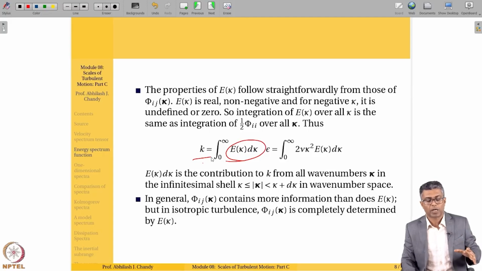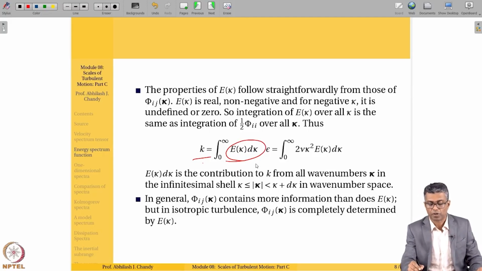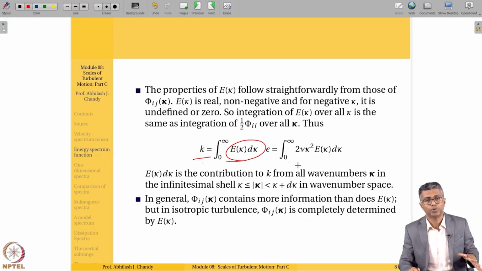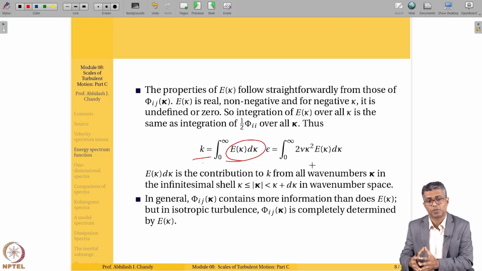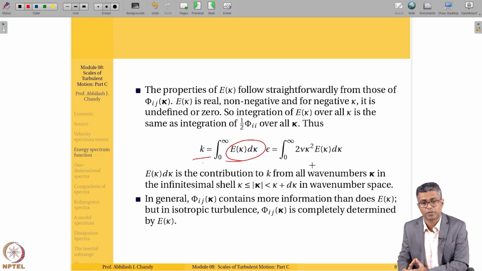So you have the total kinetic energy, which is the integral from 0 to infinity of E kappa d kappa, and the dissipation rate, which is the integral from 0 to infinity of 2 nu kappa squared E kappa d kappa. You already knew that, right? Earlier we wrote an equation where we took the velocity spectrum tensor, but now we are considering it in terms of the energy spectrum function.